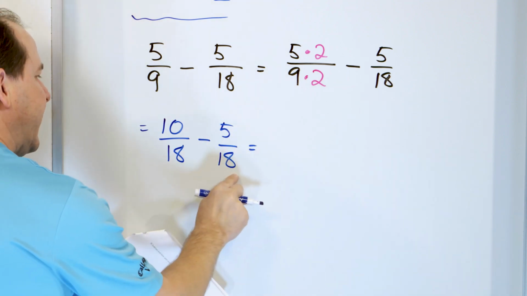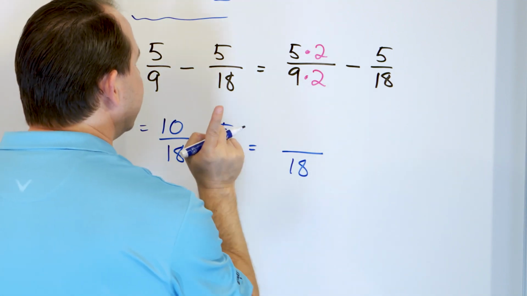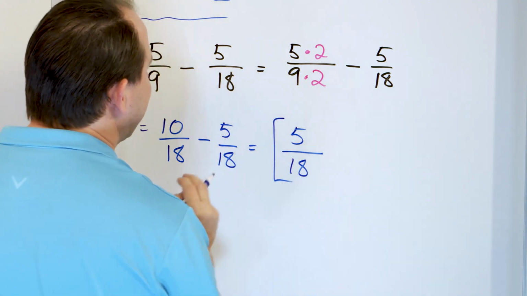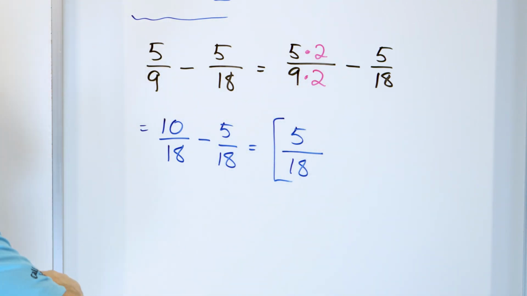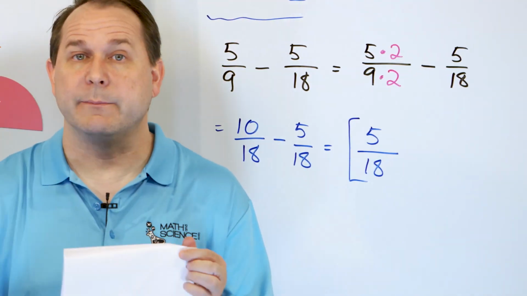I have a denominator of 18, so then I write that in the answer. 10 minus 5 is 5. And so the answer is 5/18. I cannot simplify that any further, so I'm done with the problem. So you can see how this works out. The problem is very hard.